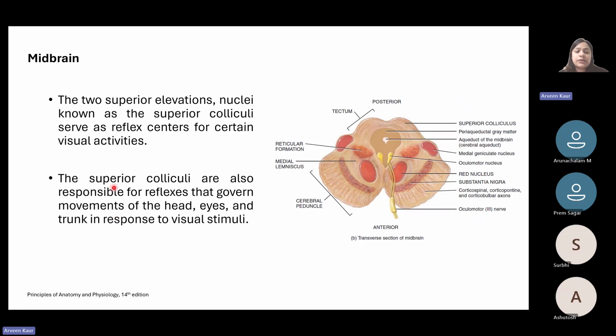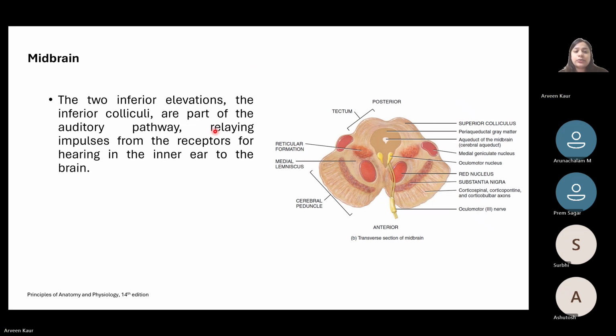The superior colliculi are also responsible for reflexes that govern movements of the head, eyes, and trunk in response to visual stimuli. The two inferior elevations, the inferior colliculi, are a part of the auditory pathway.